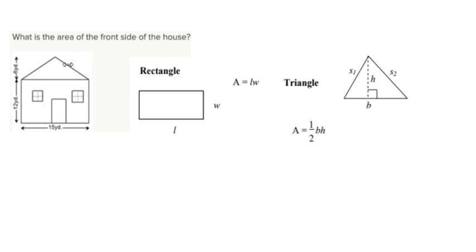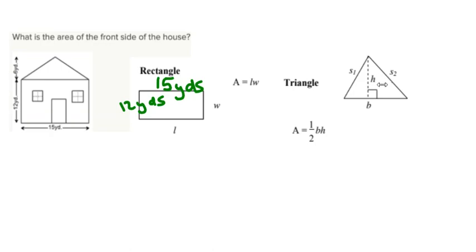Once we have it broken up, then we're going to think about the dimensions that we need in order to solve for the area of each. So the area of a rectangle is equal to the length times the width, which we have. The length is equal to 15 yards, and the width is equal to 12 yards.